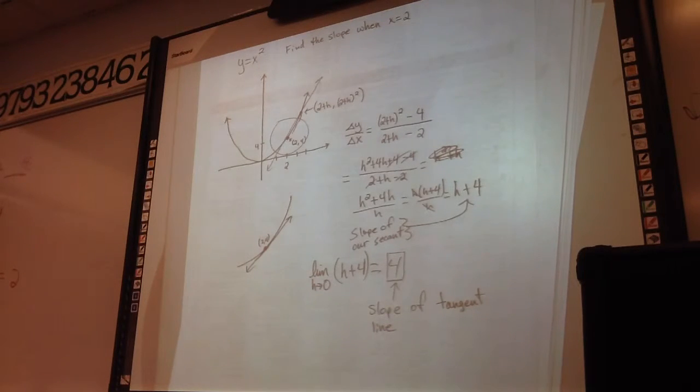So not only can we find the slope of the tangent line, but we can find the equation of the tangent line. We know the slope, don't we? 4. Do we know a point that it goes through? Yes, (2, 4). So can you tell me the equation of the tangent line?